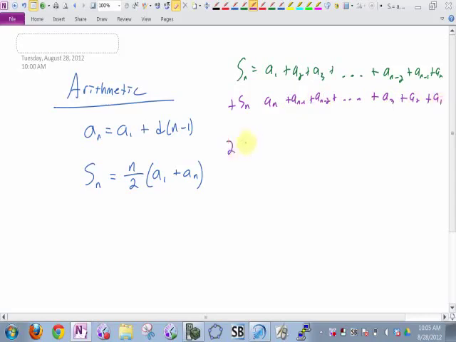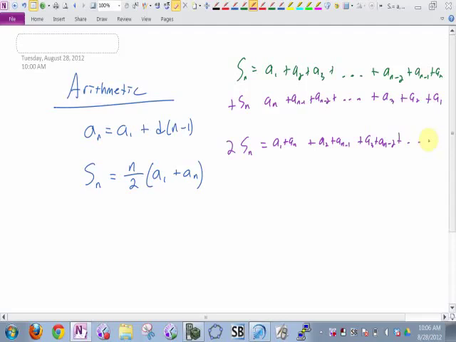So you're going to have 2 S sub n equals a sub 1 plus a sub n, a sub 2 plus a sub n minus 1, a sub 3 plus a sub n minus 2, and so on. And using this formula, can't you easily prove that this plus this and so on are actually all the same thing?